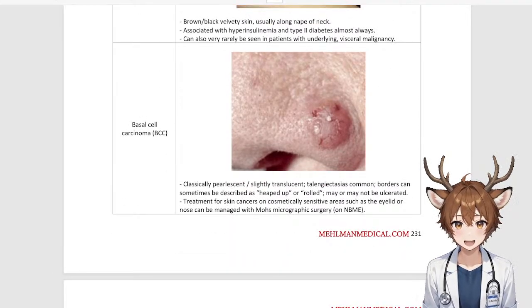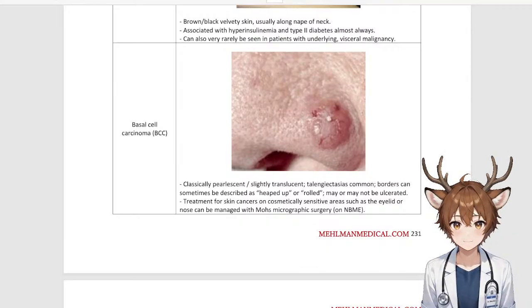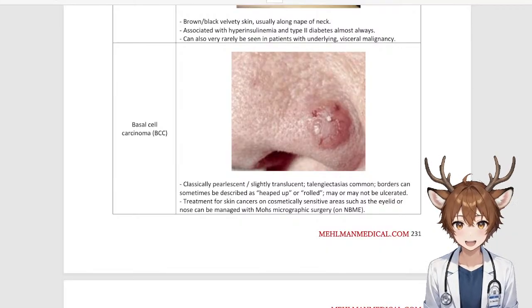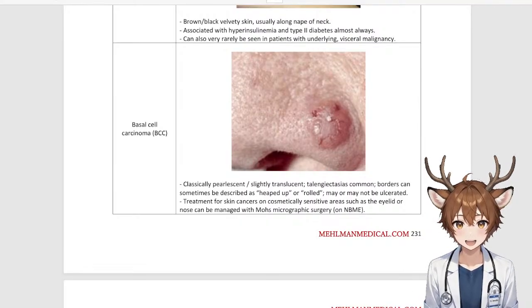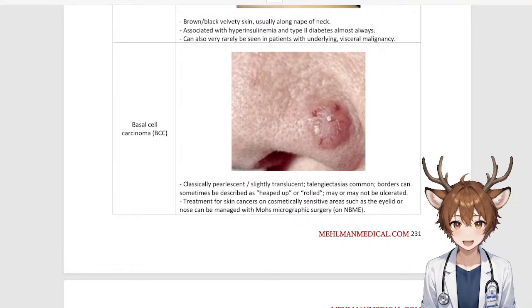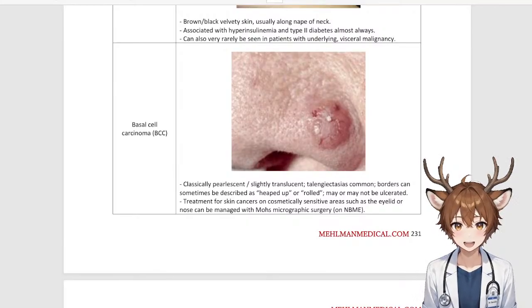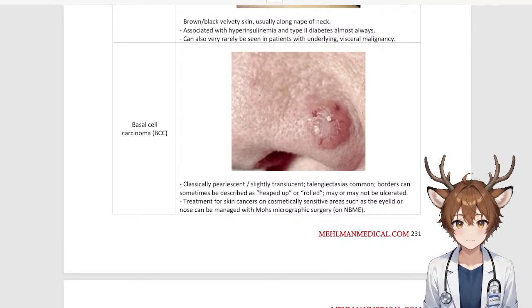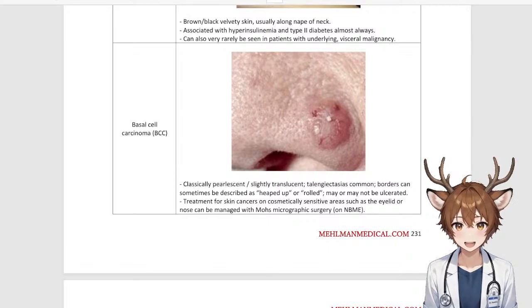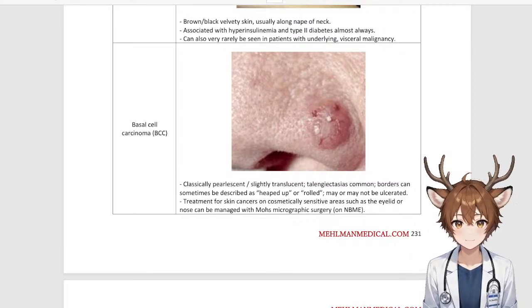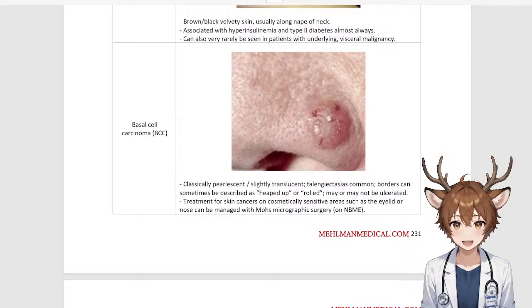Basal cell carcinoma, BCC. Classically pearlescent, slightly translucent. Telangiectasia is common. Borders can sometimes be described as heaped up or rolled. May or may not be ulcerated. Treatment for skin cancers on cosmetically sensitive areas such as the eyelid or nose can be managed with Mohs micrographic surgery on NBME.